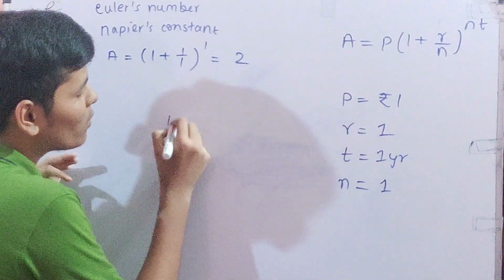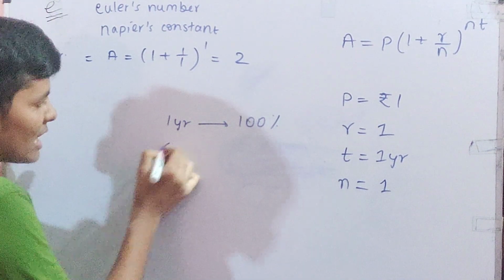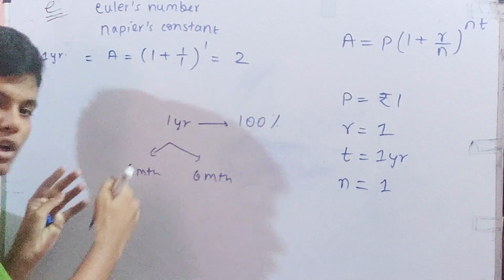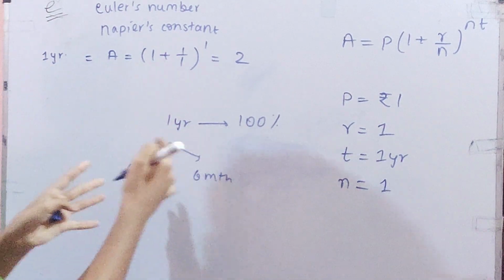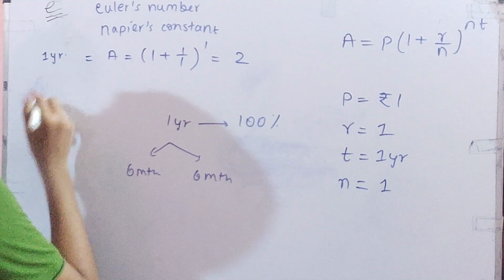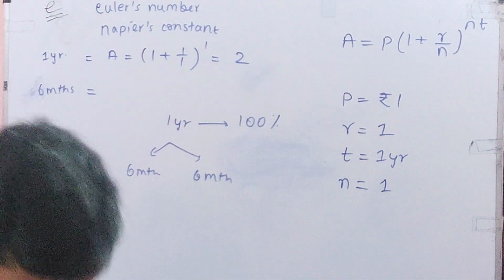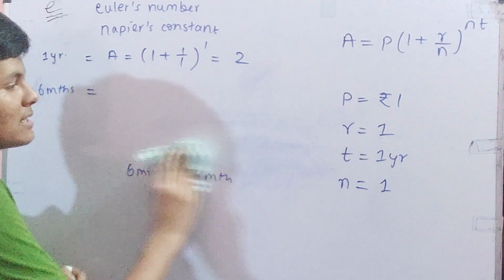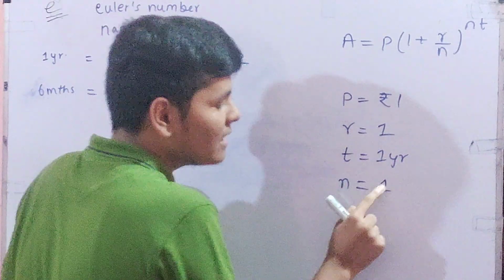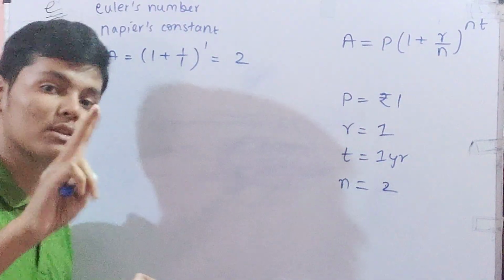Then let us suppose they compound it. If you get 100% for 1 year, can we divide this into 6 months and 6 months? You are compounding it at 6 months. It means that you will get 2 intervals. Now they are calculating the compound interest at 6 months. Then the time still remains 1 year, but here n becomes 2. Why? Because the time is 1 year, but we are calculating the compound interest at 2 intervals.